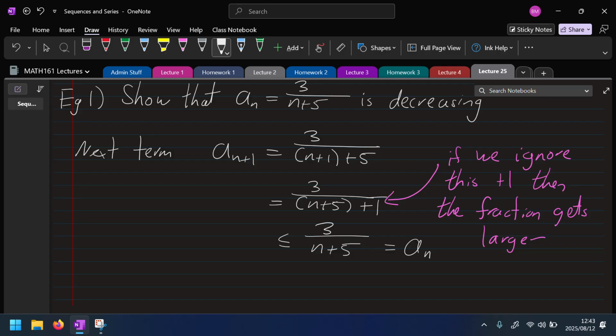So what have we shown? Let's look at the left and the right. We started with a n plus 1 over there. We know that a n plus 1 is less than or equal to, and then right on the other end, a n.